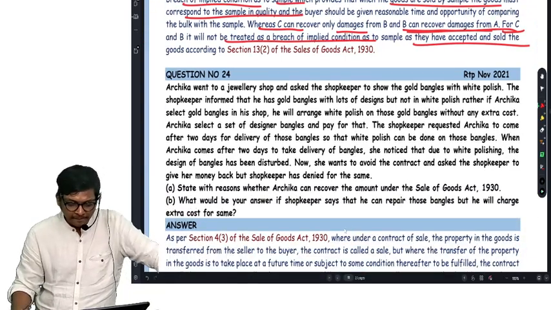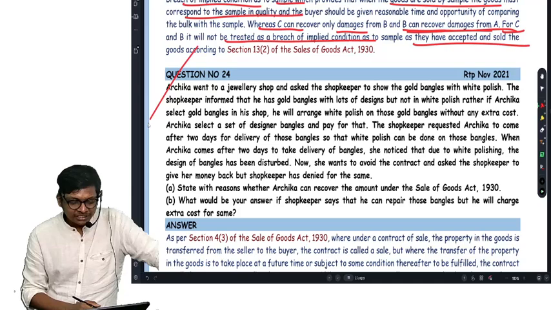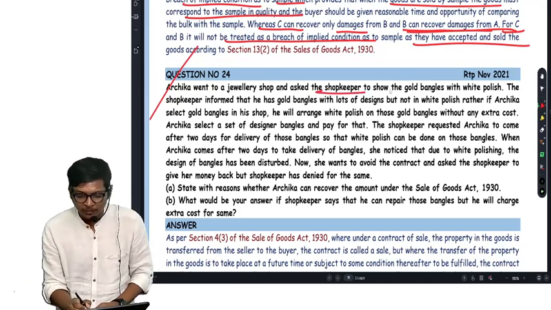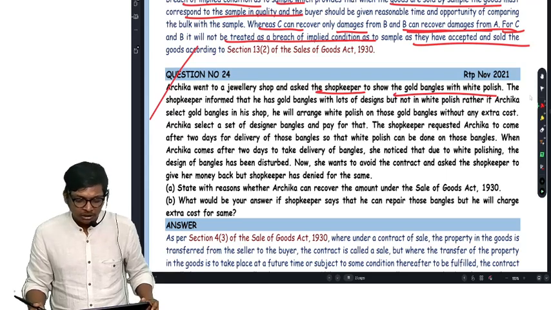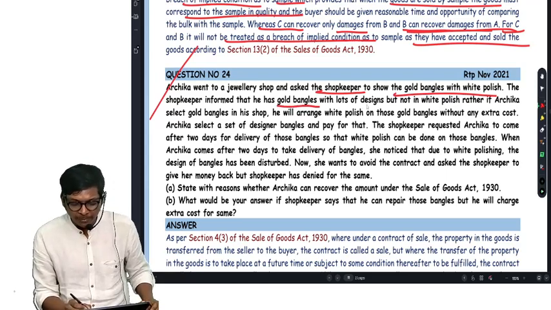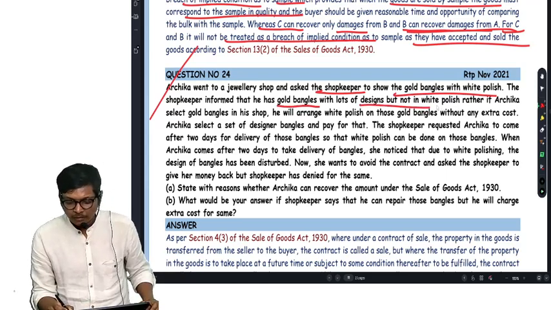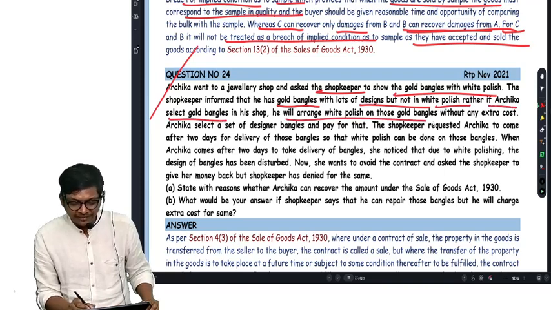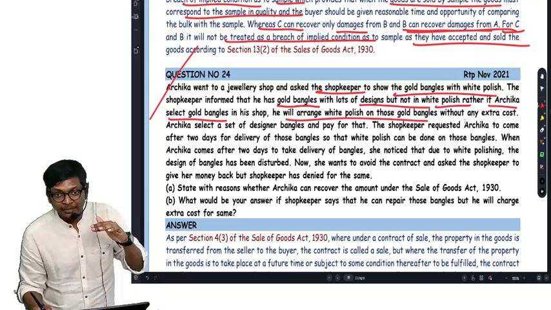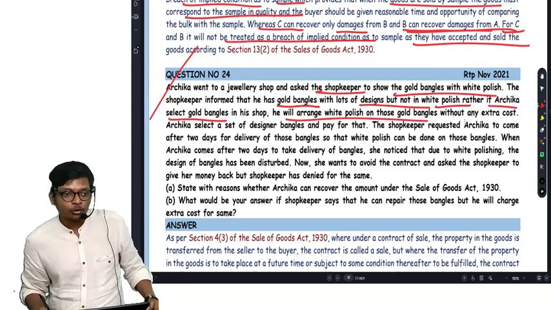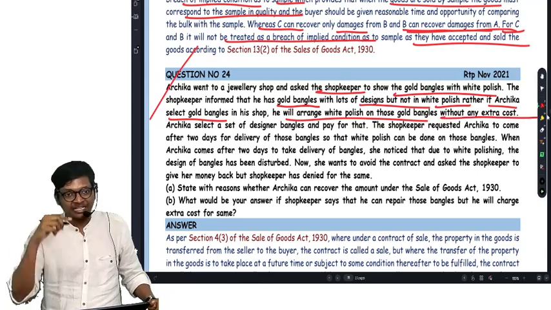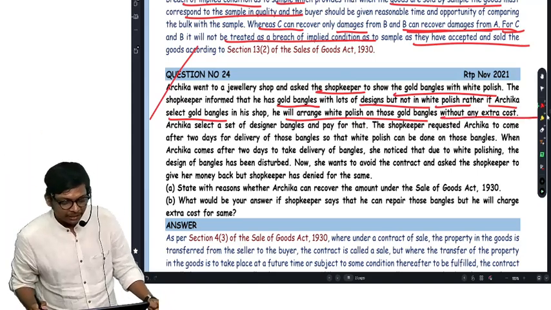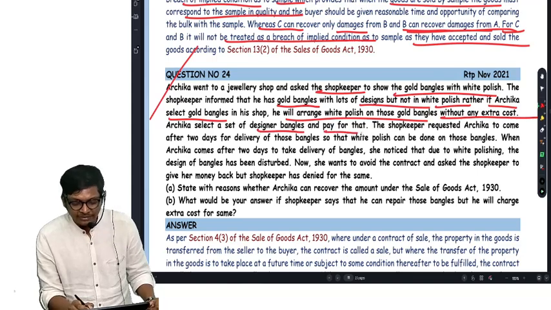Next. Question 24. Archika went to a jewelry shop and asked the shopkeeper to show gold bangles with white polish. The shopkeeper informed her that he has gold bangles with a lot of designs, but not in white polish. If Archika selects the gold bangles, he will arrange for white polish, similar to sapphire and blue diamond, without any extra cost.